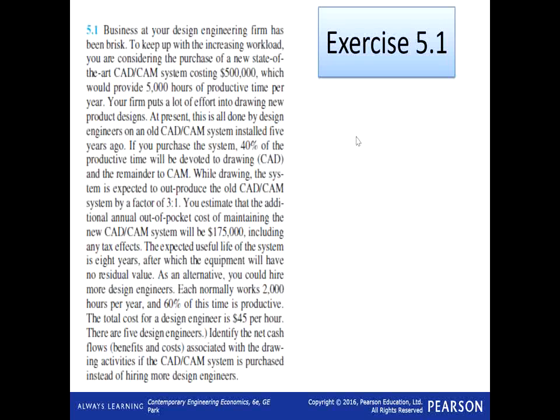So now you are going to purchase a new CAD or CAM system. The CAD stands for Computer Aided Design, and CAM stands for Computer Assisted Manufacturing systems. Especially those of you in mechanical engineering must be familiar with these terms. So this company, in order to cope with the increased workload, is considering purchasing this system, which costs 500,000 and provides 5,000 hours of productive work.